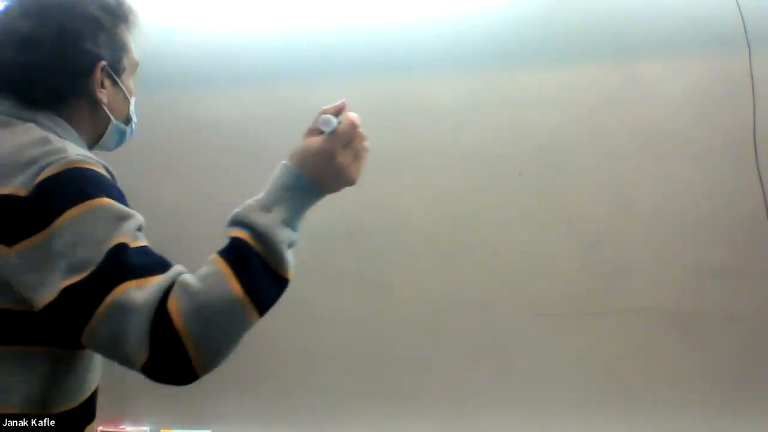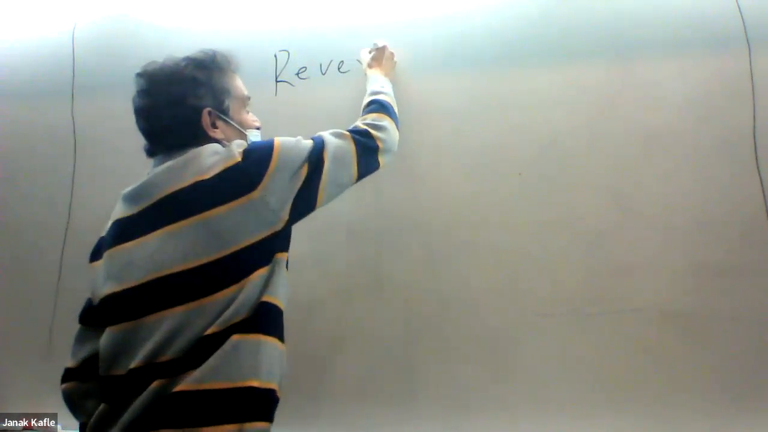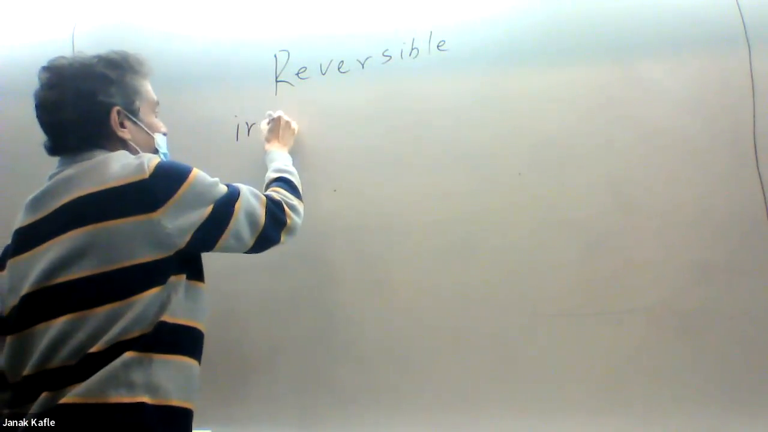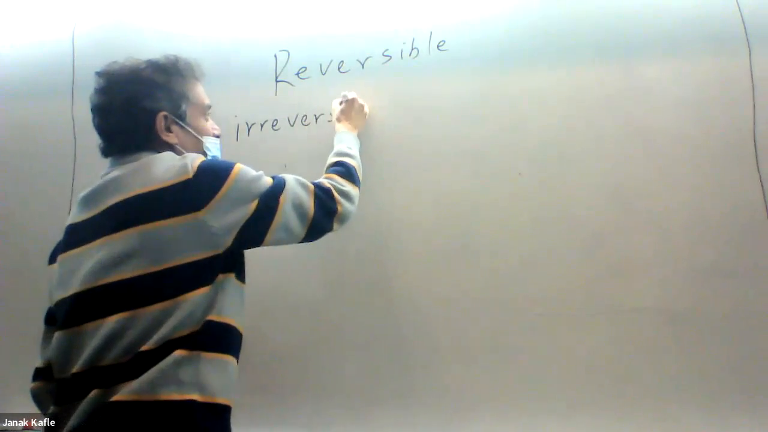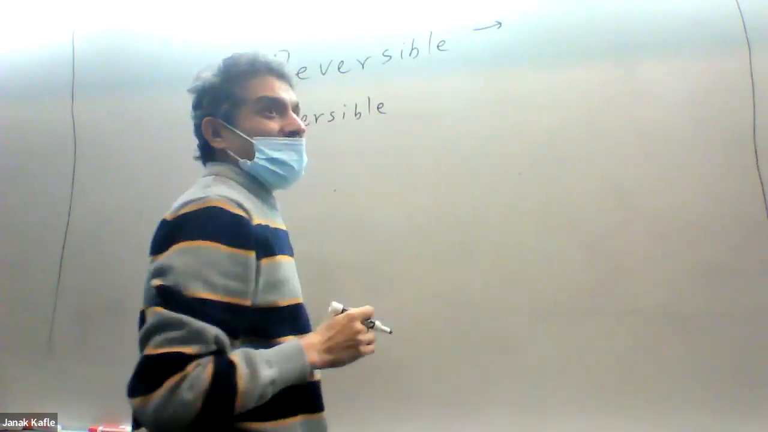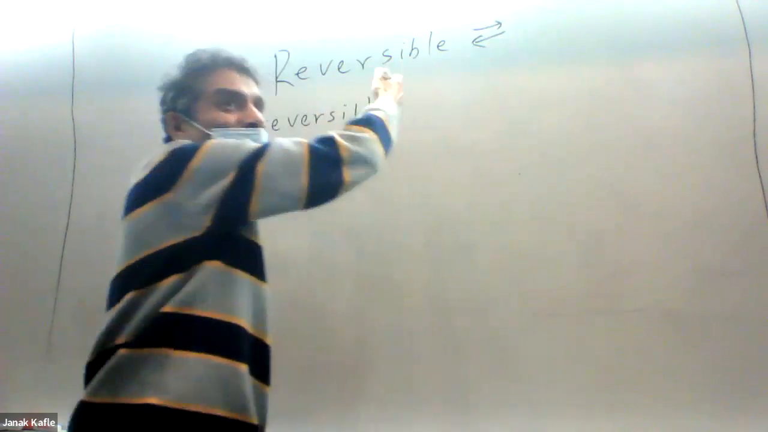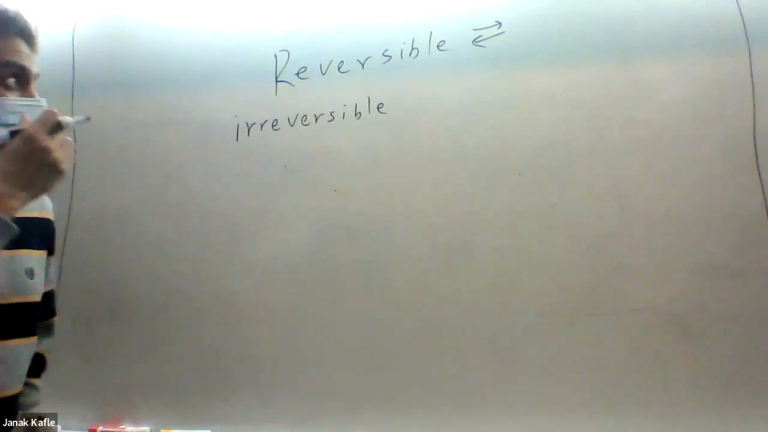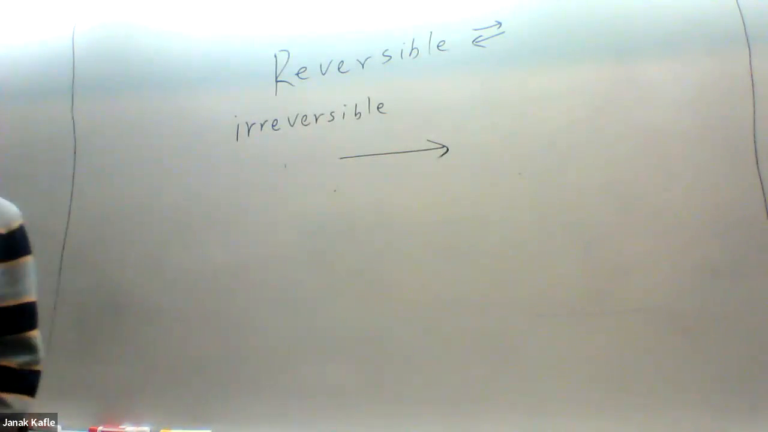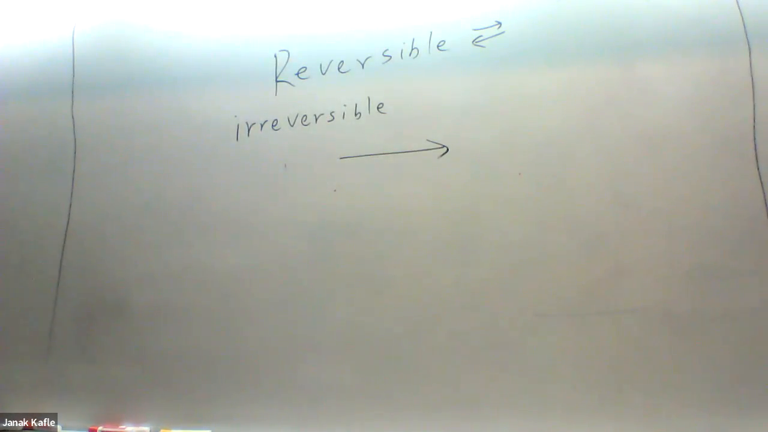There are two kinds of chemical reaction we have. One is reversible, another is irreversible. Reversible means two ways. It goes one way and it returns back to give the original thing. That's called reversible. And irreversible is something that goes only one way and doesn't return back. So those kinds of reactions are called reversible and irreversible.